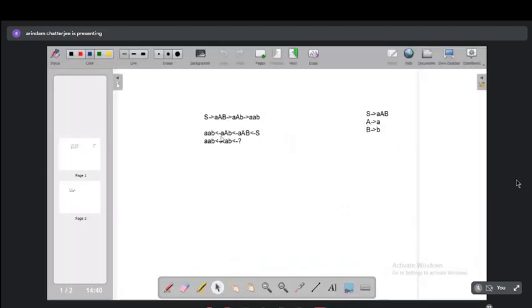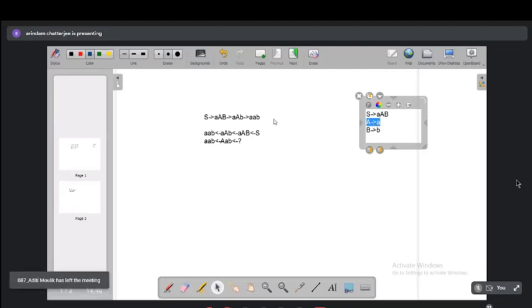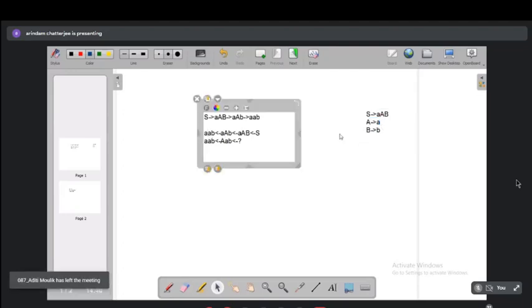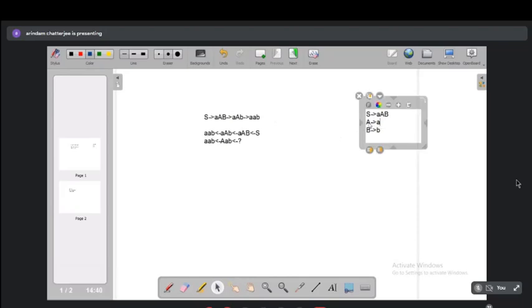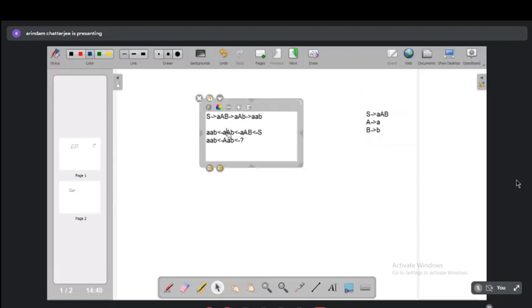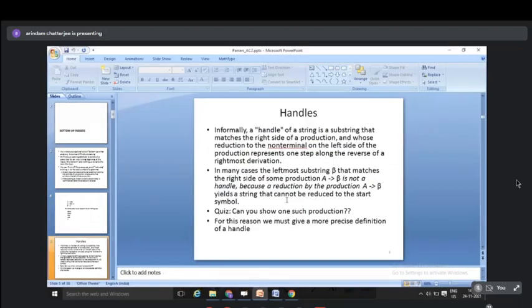So here in this step, you are choosing this second A as the substring, and you are reducing it by capital A, which is the left-hand side of this production rule, as you can see. So the right-hand side small a is the substring, which is the second a here, and you are replacing it by the left-hand side of this production, which is capital A. This is important. So this is basically a handle.